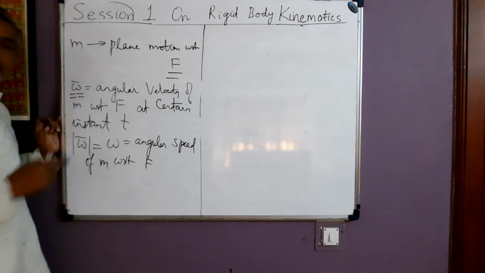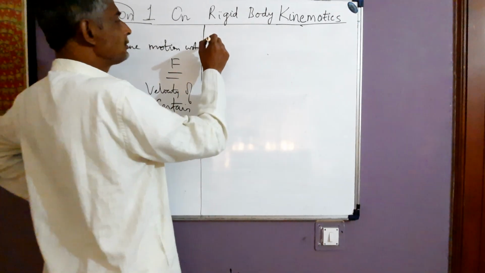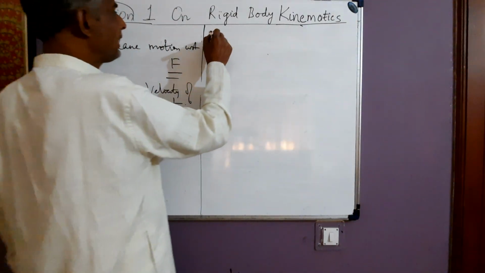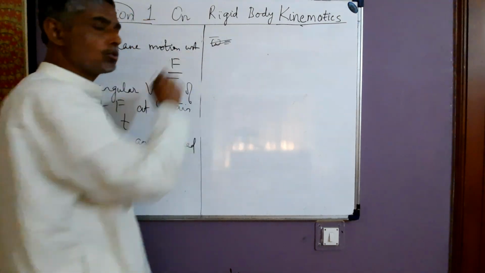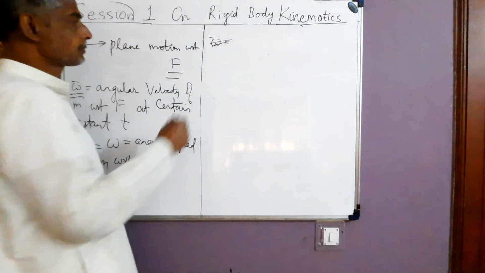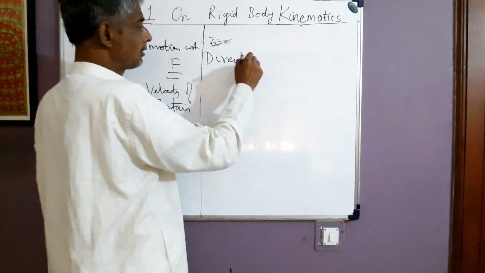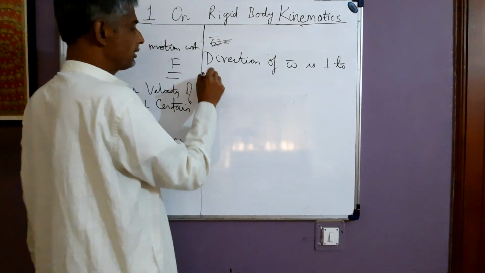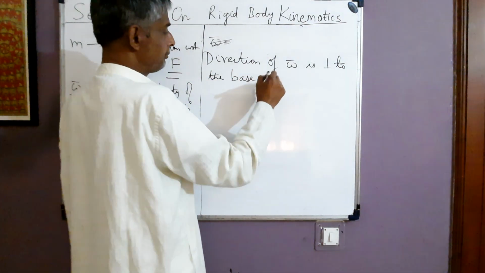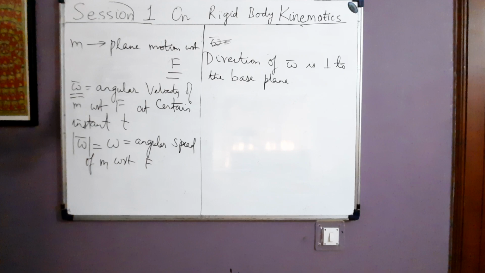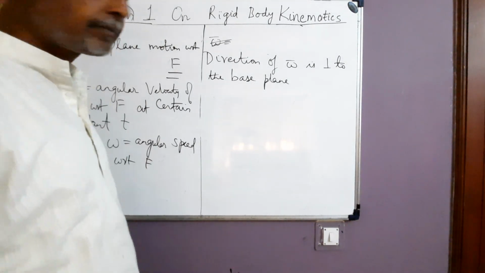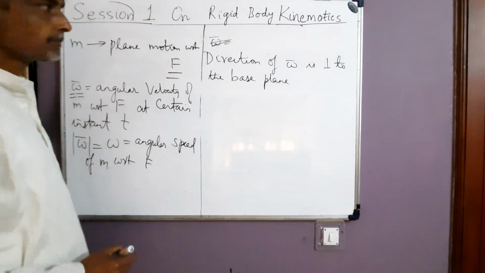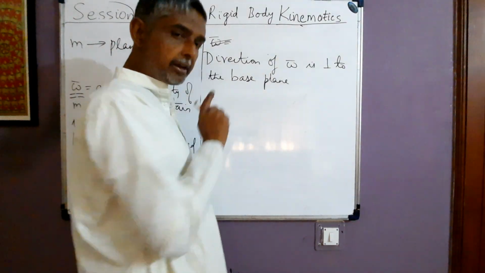And if it is a vector, it should also have a direction. Now, the direction of omega is always perpendicular to the base plane. Okay, so the direction of vector omega is perpendicular to the base plane, and its magnitude is called the angular speed of M with respect to F at time t. And the direction of omega is perpendicular to the base plane.